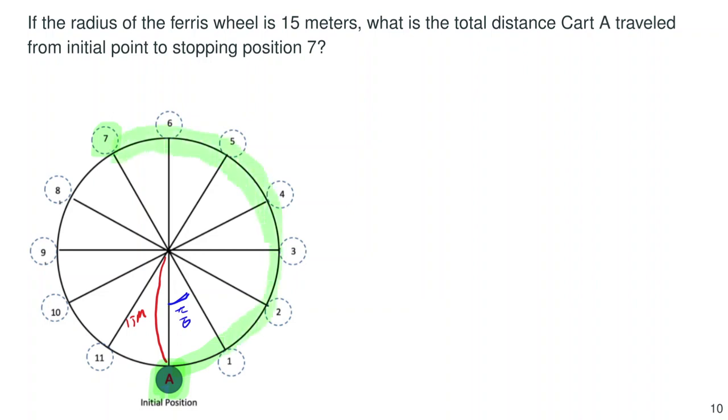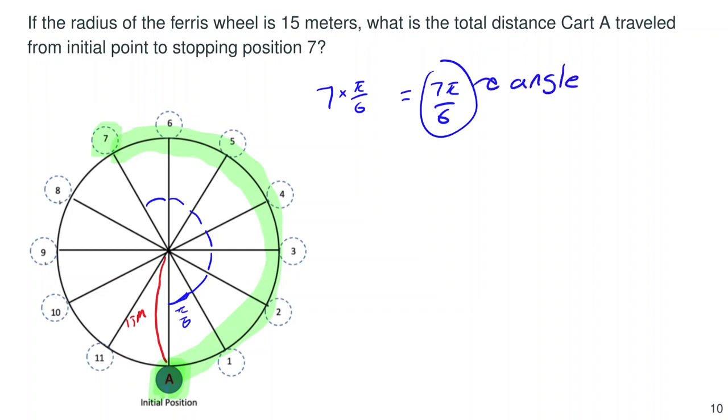Remember, radian is arc length measured in radius length. So first, we need to find the angle. What is this angle? We have 1, 2, 3, 4, 5, 6, 7. We have 7 equal spaces, each of them pi over 6 radian. So we know that angle is 7 pi over 6. So this is the angle between the initial position and stopping position 7.